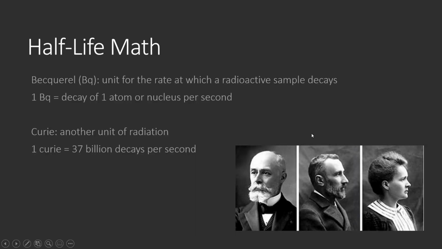So half-life math. Radioactivity is measured in units known as becquerel, which is the rate at which a radioactive sample decays. 1 becquerel is the decay of 1 atom or nucleus per second. Another unit of radiation is a curie. These are both named after scientists who were related to radiation science and nuclear science. A curie would be 37 billion decays per second.